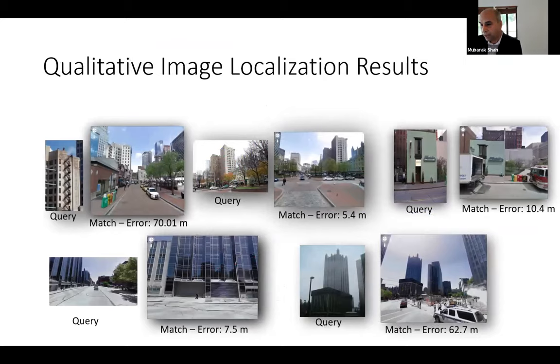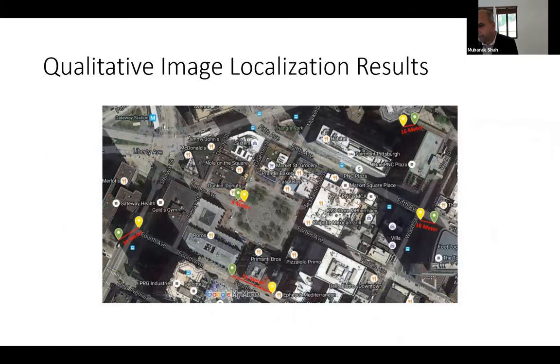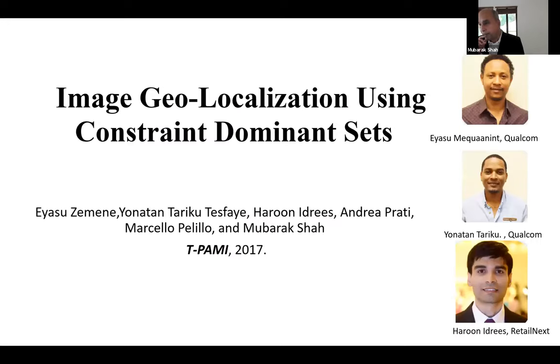These are some qualitative results. For this one, we can look at 70 meters, it's about 5 meters, and 10, and so on. This also shows you on the map: this is the ground truth, this is our localization. So this is pretty reasonable, we can localize within some error. So that was about image-based geolocalization using constrained dominant set.